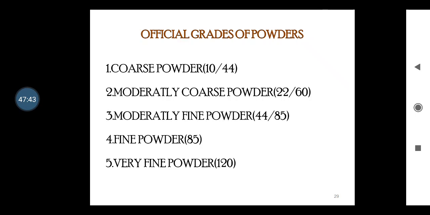As I already told you, there is no lower and upper limit for the fine powder; there is only one limit, that is 85. So we had seen just now for grade three, the moderately fine powder, the upper limit is 85. That 85 is exactly the limit of your fine powder, so the nominal aperture size for the 85 number sieve is your 180 micrometer. Whereas for very fine powder, the limit is 120 sieve number, so the nominal mesh aperture size is your 125 micrometer.